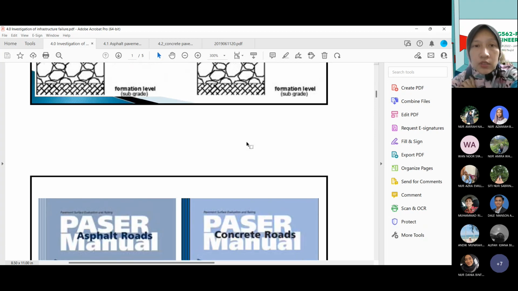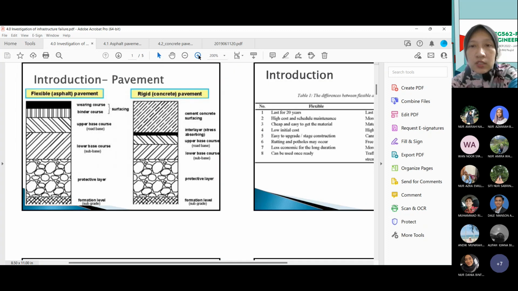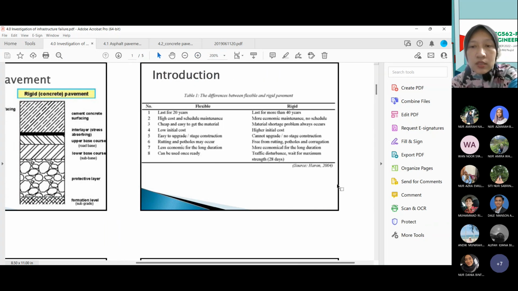Okay, the next one we're going to focus on is the differences between flexible and rigid pavement. So this table is actually easier to understand, according to Horan 2004. So for the flexible pavement, the lifespan is 20 years. For rigid pavement, it can last for 40 years. And in terms of cost, it is high cost and scheduled maintenance for the rigid pavement, so more economic maintenance, so no schedule. The flexible pavement is cheap and easy to get the material.